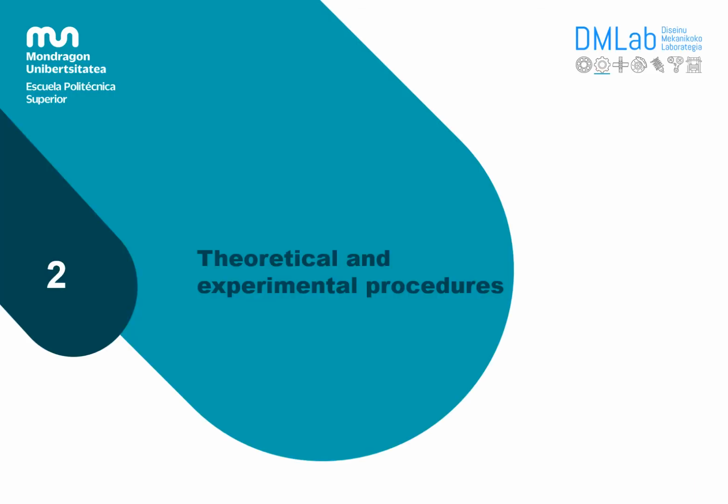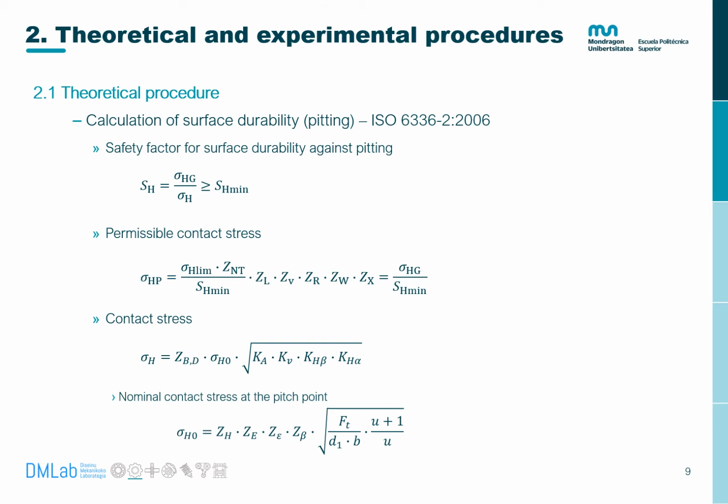In this chapter, just theoretical and experimental procedures are presented. ISO 6336 Part 2 has been used to calculate the life until pitting failure. The reason for that choice is that the calculated life will be compared to experimental life, and this standard gives limit values of percentage of gear pitted area which make the comparison easy. This standard consists of comparing the permissible contact stress of the gear with the contact stress applied on it.